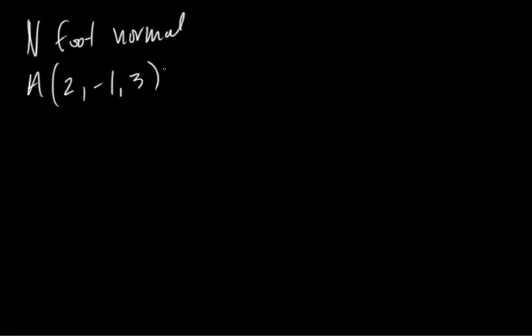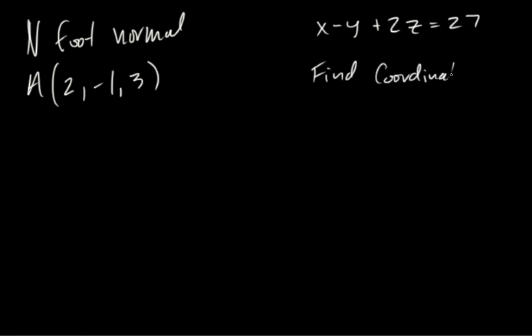All right, I think we just have one more. Yeah, just one more. Okay, suppose N is the foot of a normal from A(2, -1, 3) to the plane. Find the coordinates of N, and hence find the shortest distance from A to the plane.